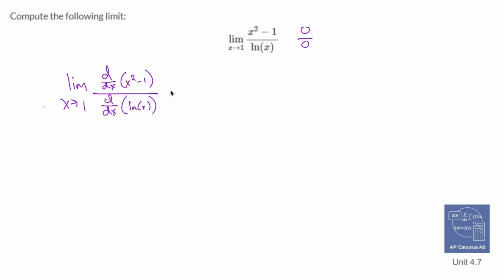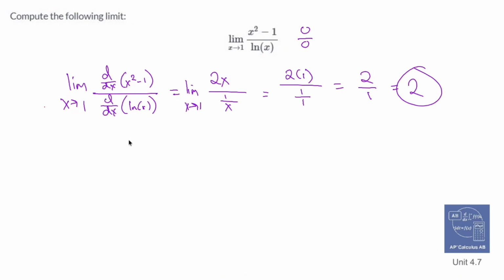and try it again. The derivative of x squared minus 1 is 2x. So I'm taking the limit as x approaches 1 of 2x over the derivative of ln of x, which is 1 over x. I can plug in 1 now. When I do, I get 2 times 1 over 1 over 1, which is 2 over 1, which is 2. So L'Hopital's rule helps me out if I get 0 over 0 or infinity over infinity, and 0 over 0 is what I got. Since I can't factor, L'Hopital's rule is the only option I can take.